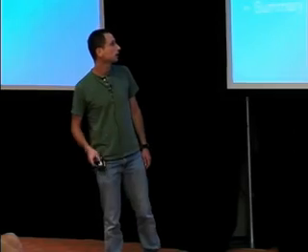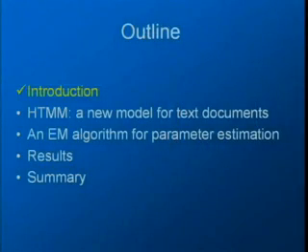So let's begin. I will start with an introduction, telling you a little bit about problems related to text documents. I'll define the problem of latent semantic analysis that we want to solve, and I will review a little bit hierarchical models for text documents. Then I will present the HTMM, our model. HTMM stands for Hidden Topic Markov Model. Then, after presenting the model, I will describe an EM algorithm for learning in this model, meaning to estimate the parameters of the model. And then I will show you some results. We really have cool results, so it's worth waiting to the end. And I'll summarize.